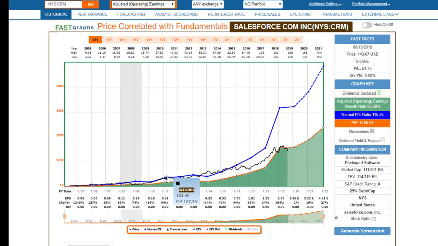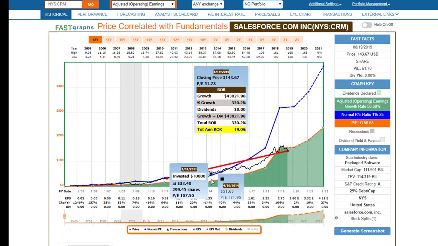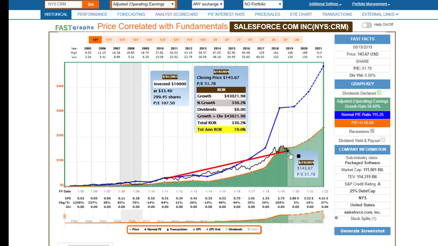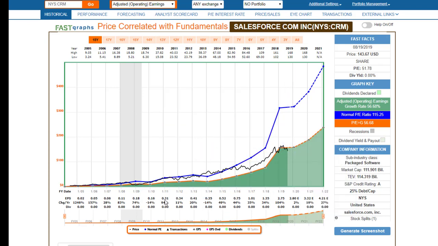And even had you paid 100 times earnings, you would have still made money buying this company in March of 2011 and holding it through yesterday. You'd have made almost 19% a year. And that's again because earnings went from 30 cents a share to well over $1 a share, or $1.35 a share in this short period of time. So when you're dealing with very, very fast growth rates, you apply a higher PE ratio.